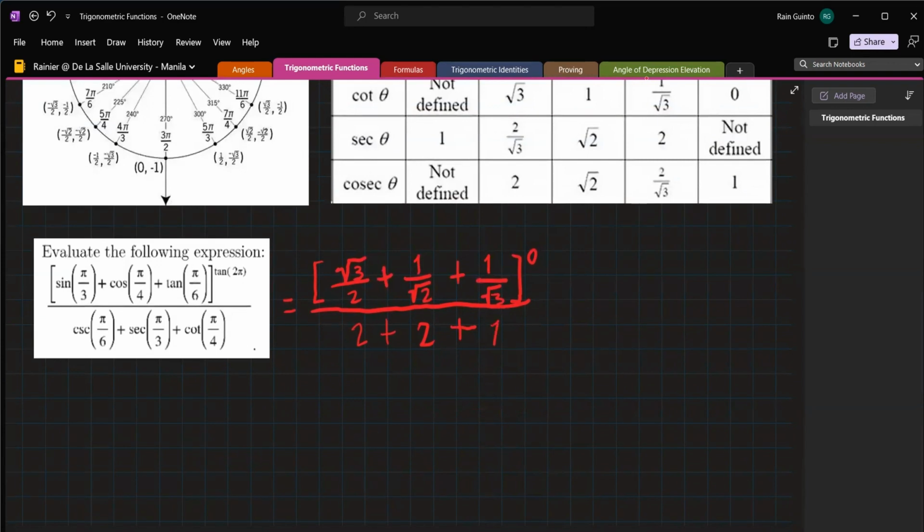So from here, we can already solve it now. Notice that the numerator is quite a mess. It's quite hard to evaluate. However, all of this is raised to 0. And when we raise any number that is not 0 to 0, it gives us 1. It's just a basic rule of exponents. So the numerator is automatically 1. Then for the denominator, it is 2 plus 2 plus 1, which gives us 5. So basically, the answer to this whole problem is equal to 1 over 5, or 1/5.